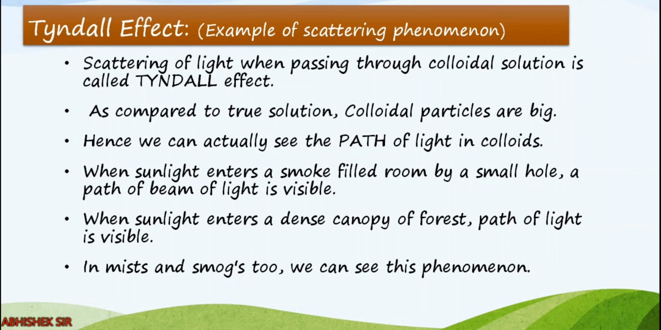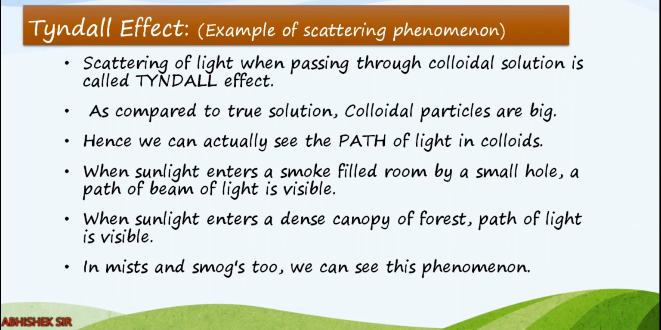Another example of Tyndall effect which you can find in nature is when sunlight enters a smoke filled room by a small hole, the path of the beam of light becomes visible. Another example you can see is in a dense canopy of forest where trees, leaves and branches are very close to each other. Very small space is there, so the sunlight that enters that dark, dense canopy, the path of sunlight that is coming down is visible. So that is Tyndall effect. Even in case of mist or smog, we can see this phenomenon.